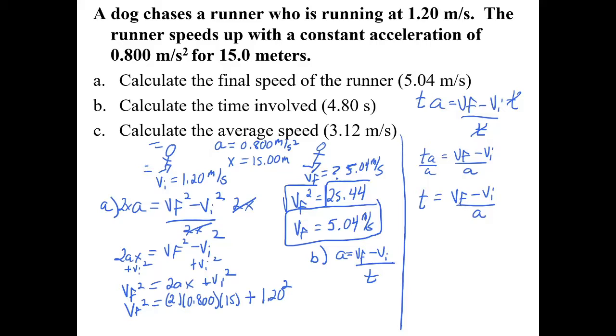We can't make anything 0 because he or she didn't start from rest, or stop at the end. We have a v final. We had a v initial. We had an acceleration. So when we do all this math, we get 4.8 seconds.